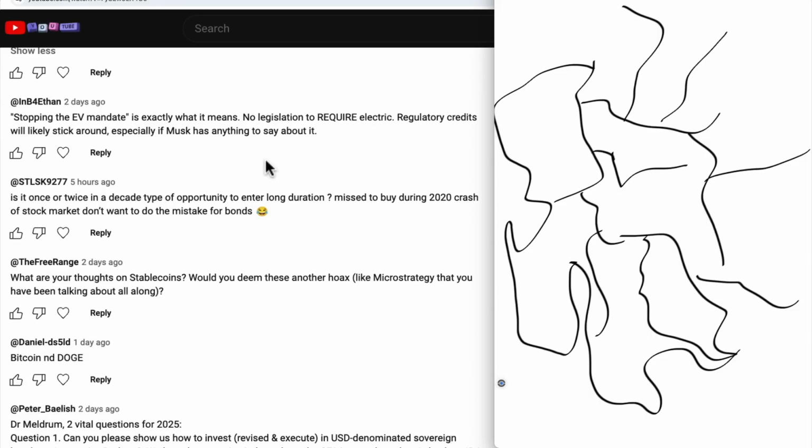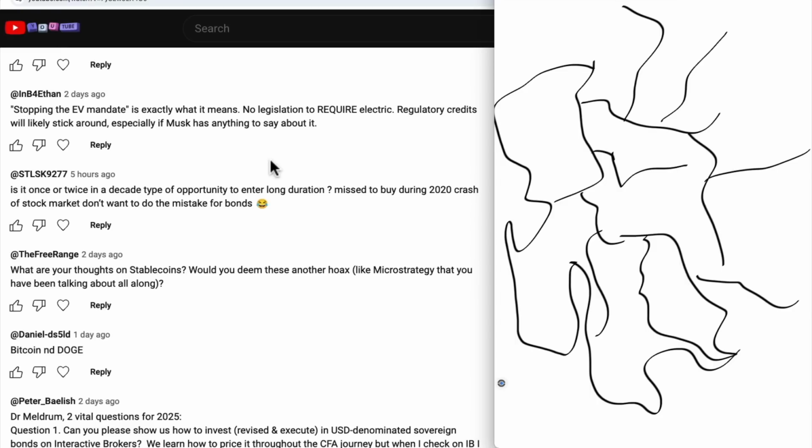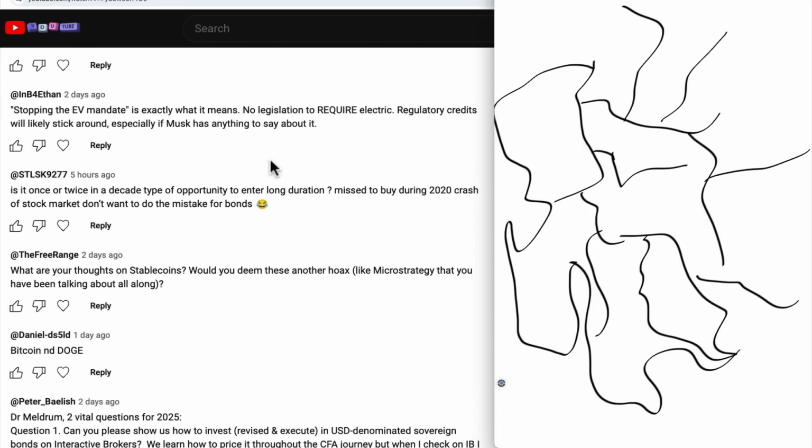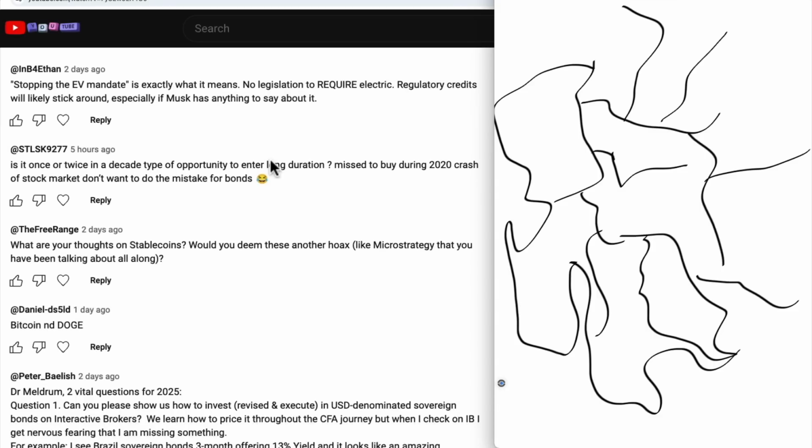Stopping the EV mandate is exactly what it means. No legislation to require electric. Regulatory credits will likely stick around, especially if Musk has anything to say about it. Okay, well that was my question: would this affect the regulatory credits? Because if you look at cash flow from operations for Tesla, if you take away those regulatory credits, you pretty much take away their cash flow from operations.